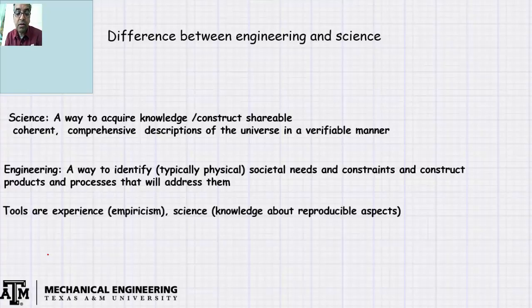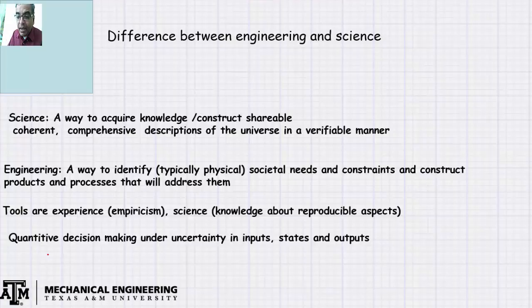So for engineering design, tools are experience. That is, remember the empiric school of knowledge, which says cause is not the same as cure. Right? So then many times you have to rely on experience. Sometimes you have to use knowledge, and knowledge about reproducible aspects, because some aspects of engineering are not within the reproducible domain, because you have to deal with individual items, not collective groups. So sometimes if you're building something one-off, it's not going to be repeated. So it's not always that you can use science, because science is about repeatability, whereas engineering is not necessarily about that. So that makes it slightly different.